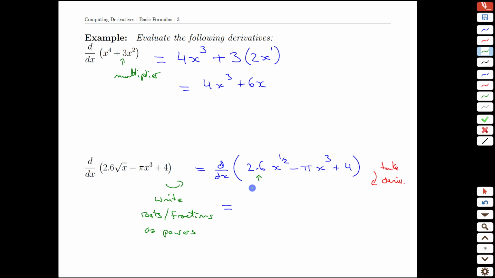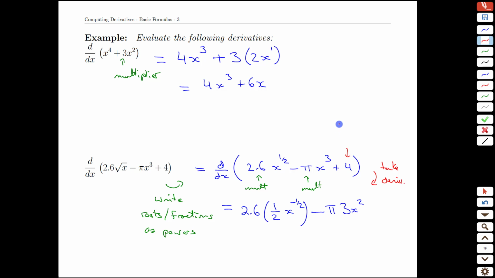This 2.6 is a multiplier. This pi is a multiplier, and we'll get to the 4 in a second. 2.6 x to the 1/2, the 2.6 stays. For x to the 1/2, we bring the 1/2 down front, and then we subtract 1 from that power. 1/2 minus 1 is negative 1/2, and that finishes that first term because it's then subtracting something else. So minus. Pi is a multiplier of x cubed, so the pi stays as a multiplier, and we bring the 3 down front, we subtract 1 from the power, we get 3x squared.